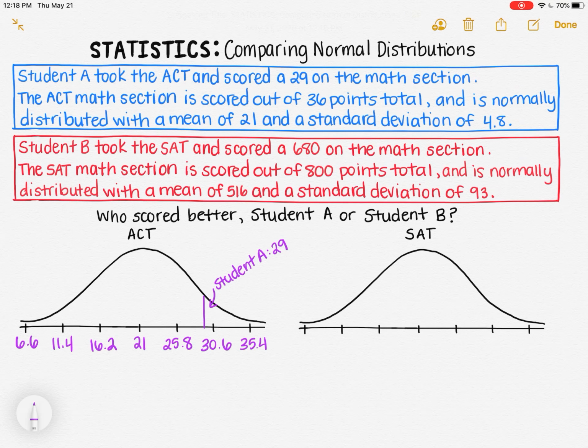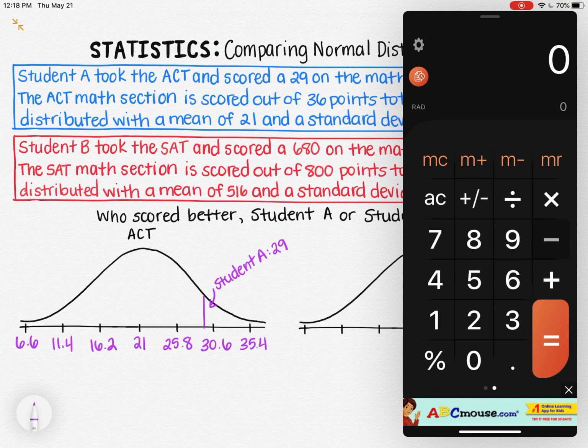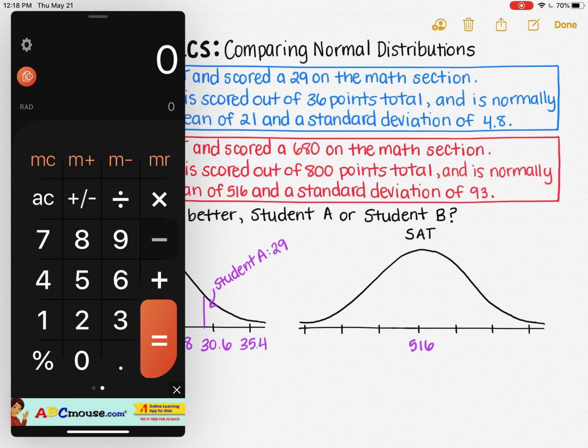So we need to label the SAT curve with the information we know. We know the mean is 516, so I'll label the middle tick mark with a 516, and the standard deviation is 93. So I'm going to add the standard deviation to my mean in order to label my tick marks to the right. 516 plus 93 gives me 609. 609 plus 93 gives me 702. And 702 plus 93 gives me 795.